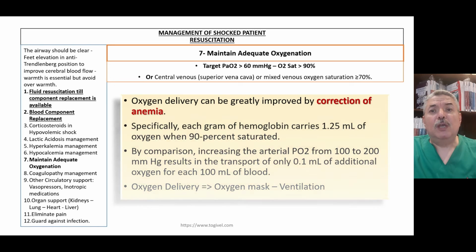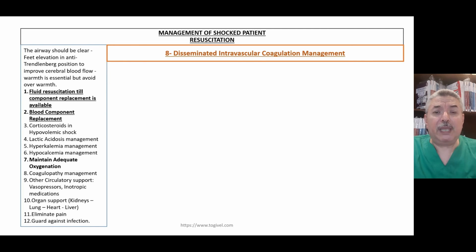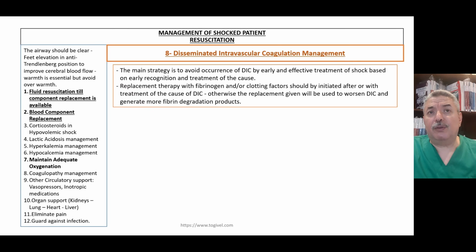Other methods, of course, mask ventilation up to mechanical ventilation. These are other methods. Now, DIC, disseminated intravascular coagulopathy, if it is present, what is the treatment of DIC? By the way, in session 9 we will discuss DIC in detail.